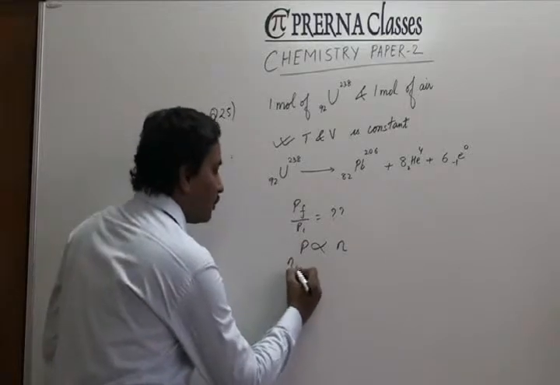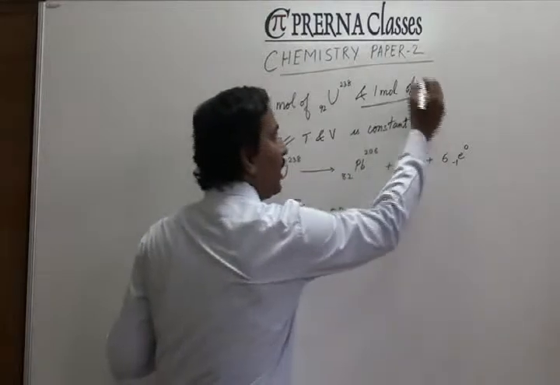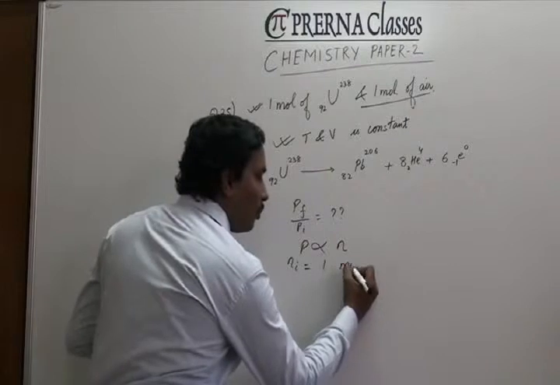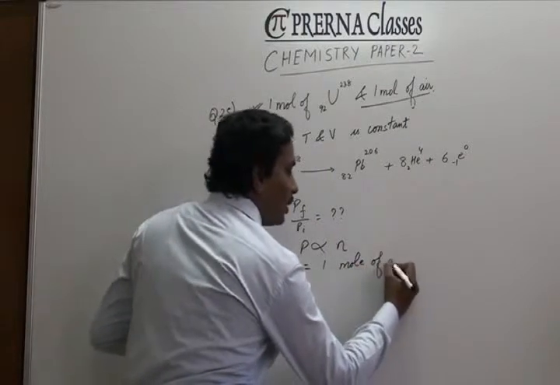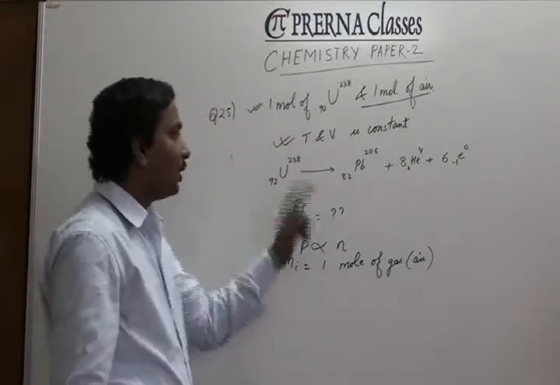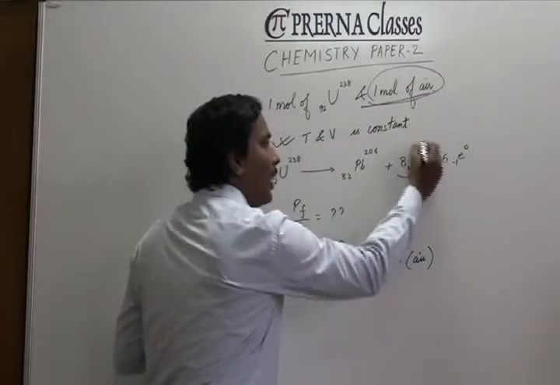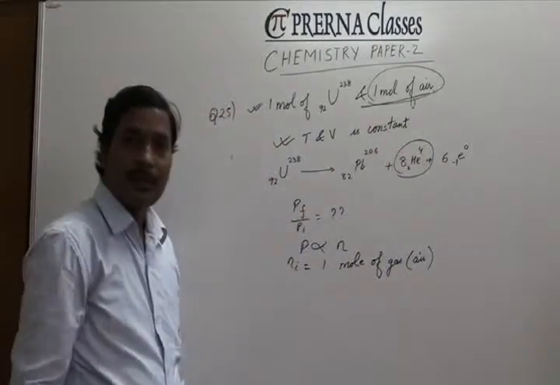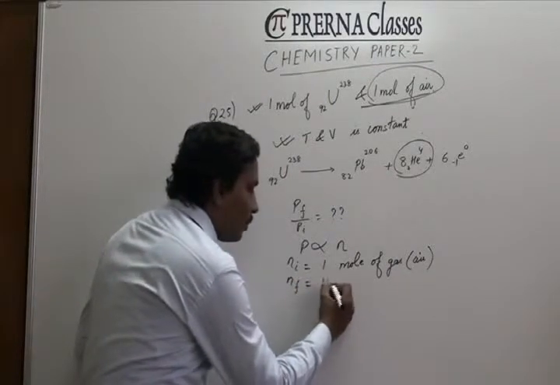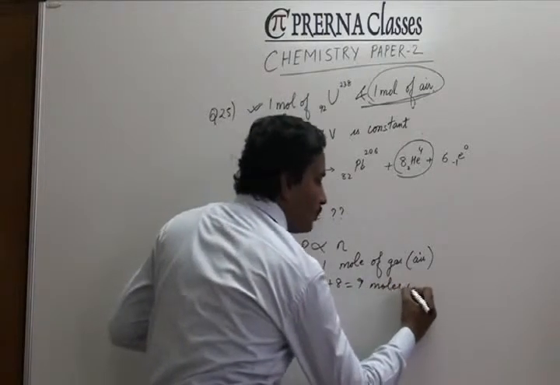Initial moles, that means at this stage only 1 mole of air is present in gaseous form. So we can write NI is equal to 1 mole of gas, that is air, is present. After the decay, there is 1 mole of air plus 8 helium gas molecules produced. So we can say NF is equal to 1 plus 8, that is equal to 9 moles of gas is present.